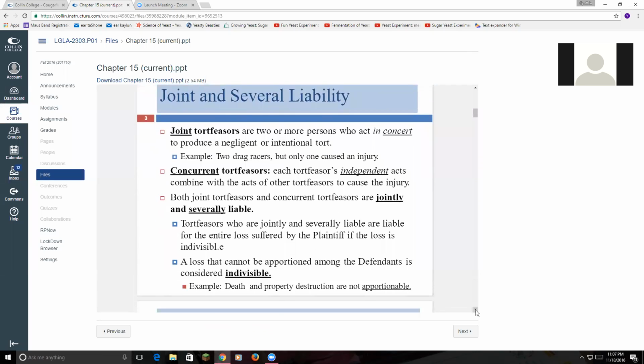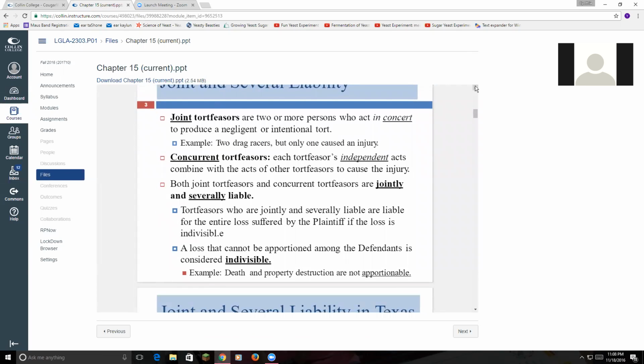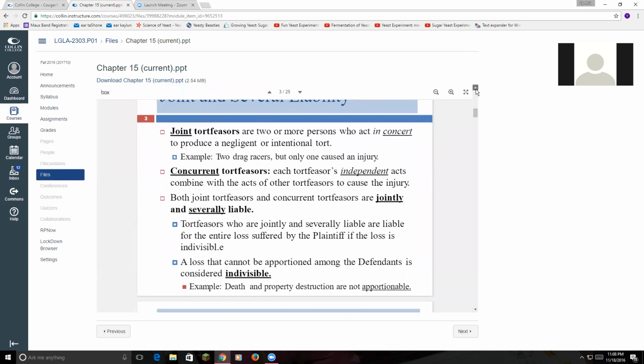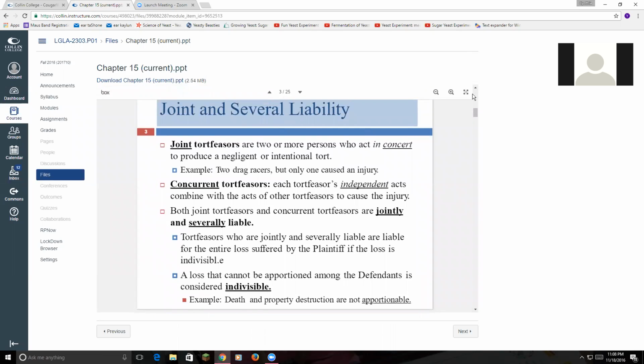So let's go over some vocabulary. First of all, we have the idea of joint tortfeasors. In most cases, we'll see that the tortfeasors are joint. These are two or more persons, and of course when we use the word person in the law, we're not talking exclusively about human beings, but these could be corporations, governmental entities, partnerships, associations, or they could be flesh and blood human beings too, or some combination of those things. So we have two or more entities who act in concert to produce a negligent or intentional tort.